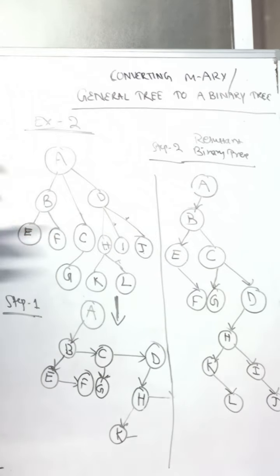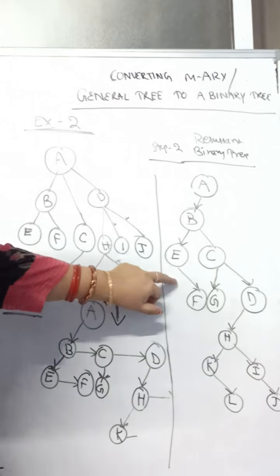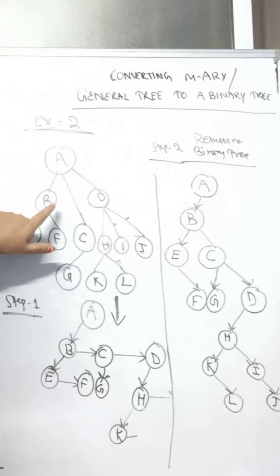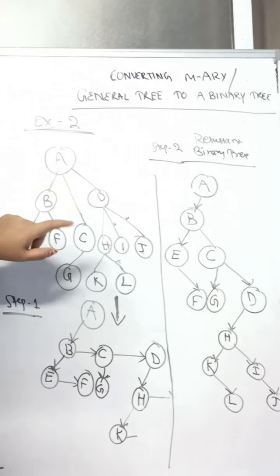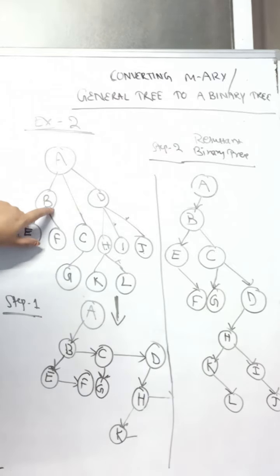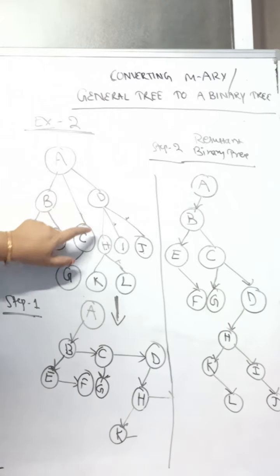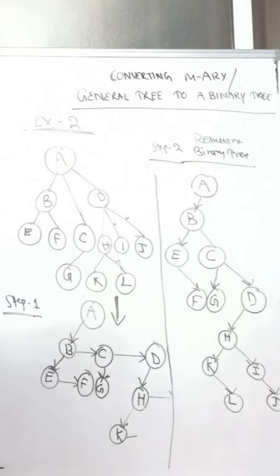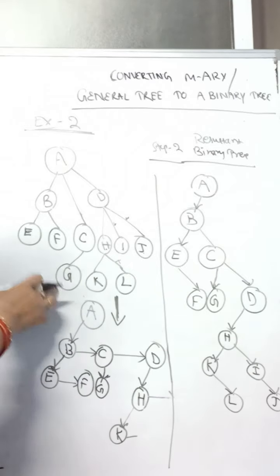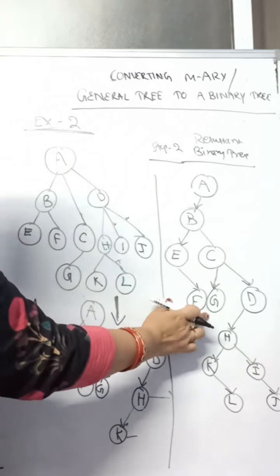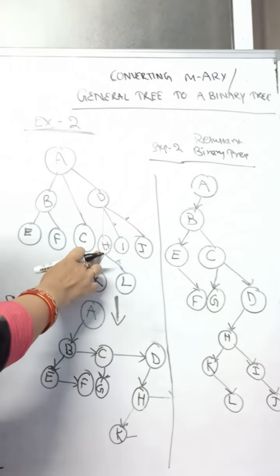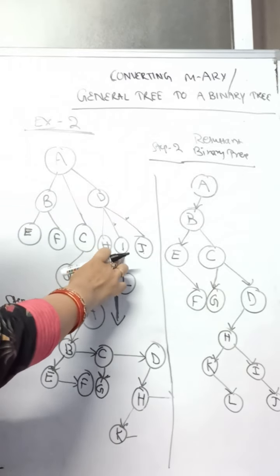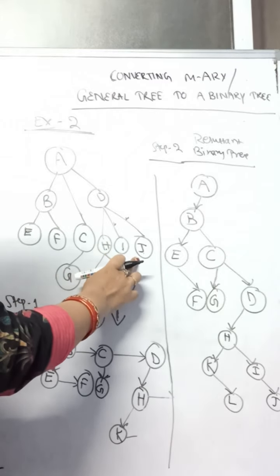So this is present at the right side, so you have to cut the link and make F the right child of E. Then cut the link here, and put C as the right child of B and D as the right child of C. Then C's left child is G, so I have to put it. Then H's right child is I and I's right child is J.